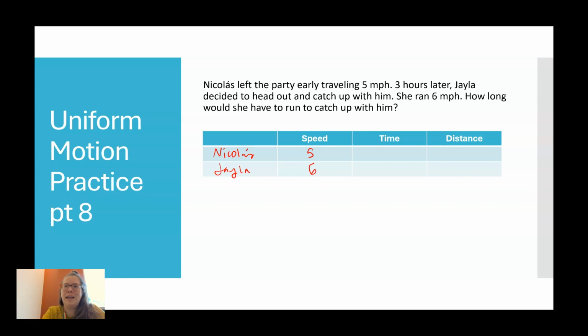Well, the thing we want to know is how long Jayla is running, right? So that's going to be my x. I know that Nicholas left the party, and then 3 hours later, Jayla came out. So Nicholas has been out there 3 hours longer than Jayla. And if she is catching up to him, that means our distances are equal. They're now at the same location, and they left the same party. So now we'll do our speed times time equals distance, 5 times x plus 3, and 6 times x. And we'll set these equal to each other and figure out just how long Jayla has been running to catch up with Nicholas.